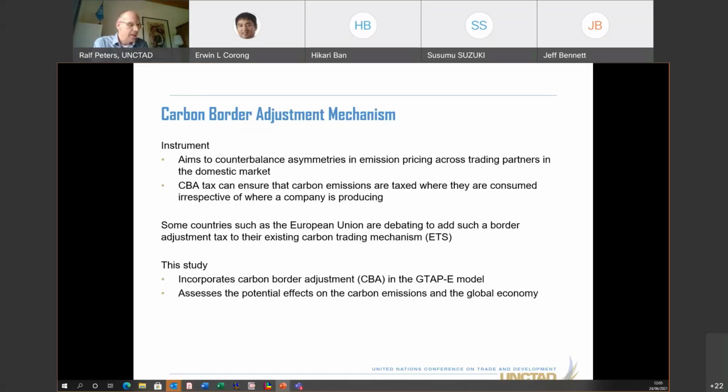And quite topical, the European Union is debating to introduce a carbon border adjustment tax. We don't know many of the details, but a few details we do know, and this is what the paper focuses on. So we incorporate the carbon border adjustment in the GTAP-E model, and we assess the potential effects on the carbon emissions on the global economy.